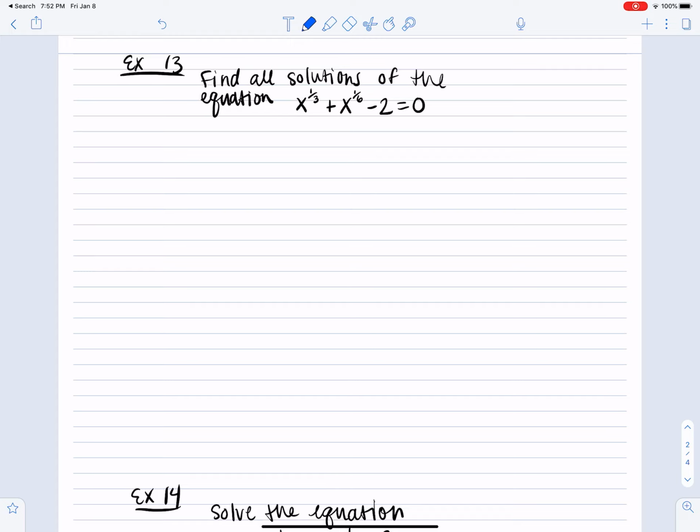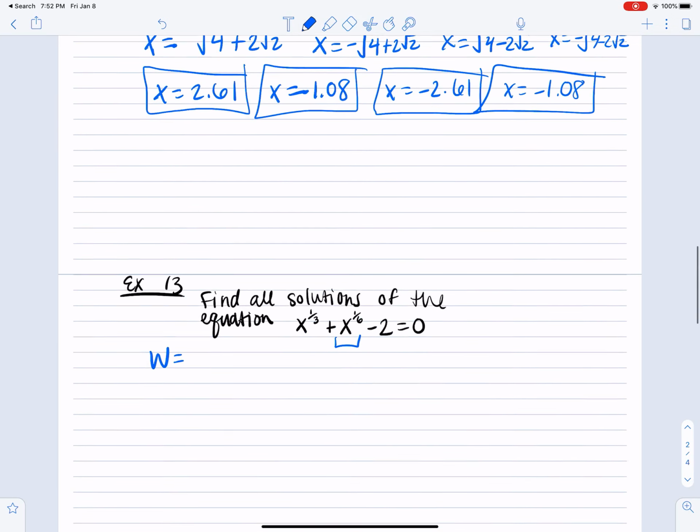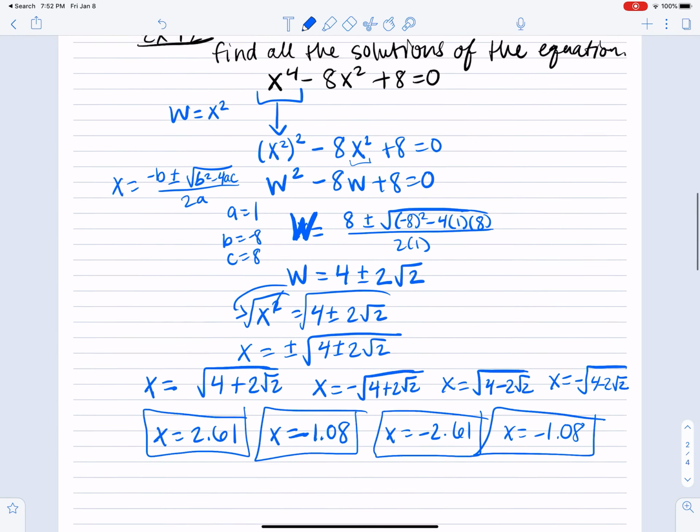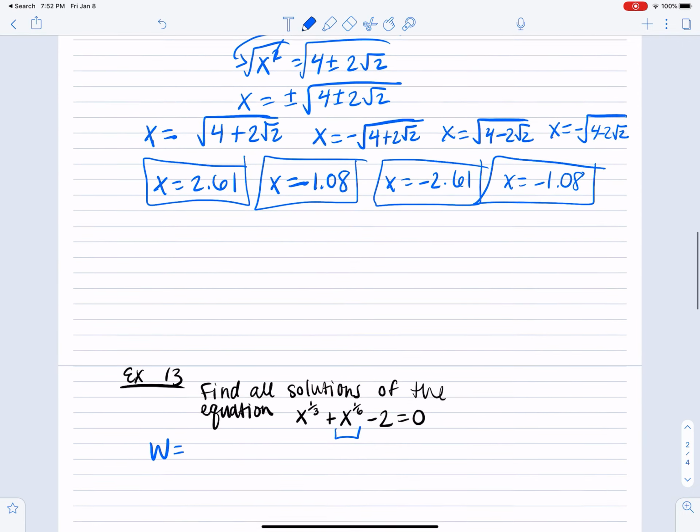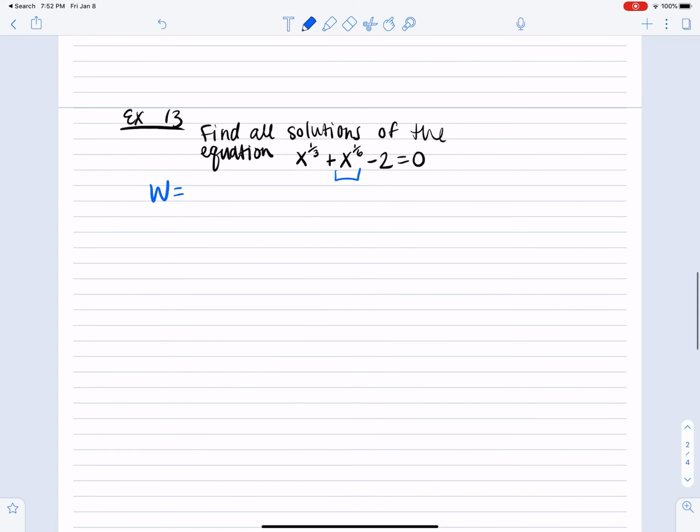So we need to assume that w, just make w this middle number here, okay? This middle value, just like it was up here. We made w this middle value here, x squared. So we're actually going to do that down here. That's the trick for this. So we're going to assume w is x to the 1/6, okay?